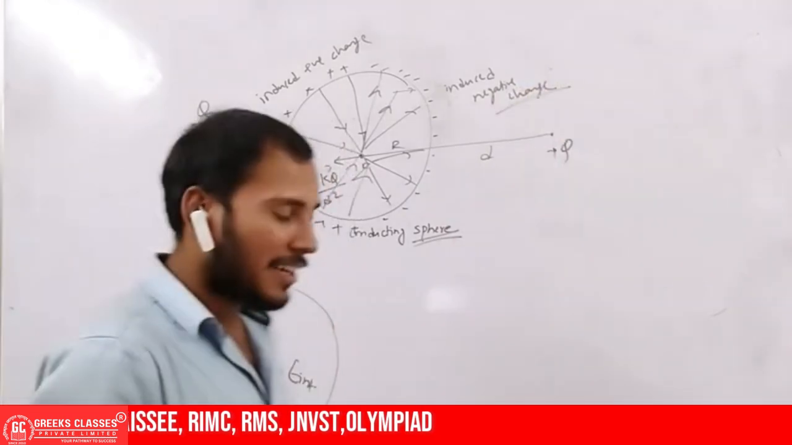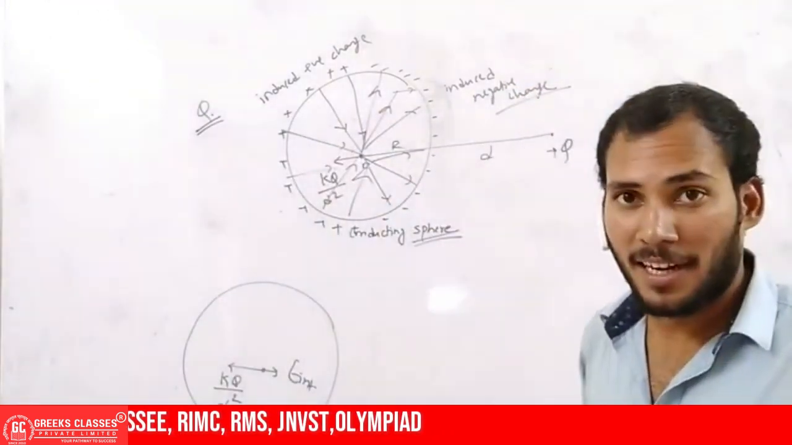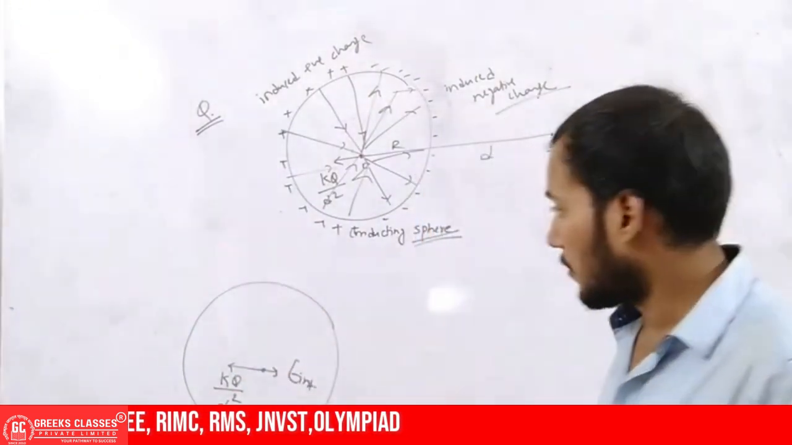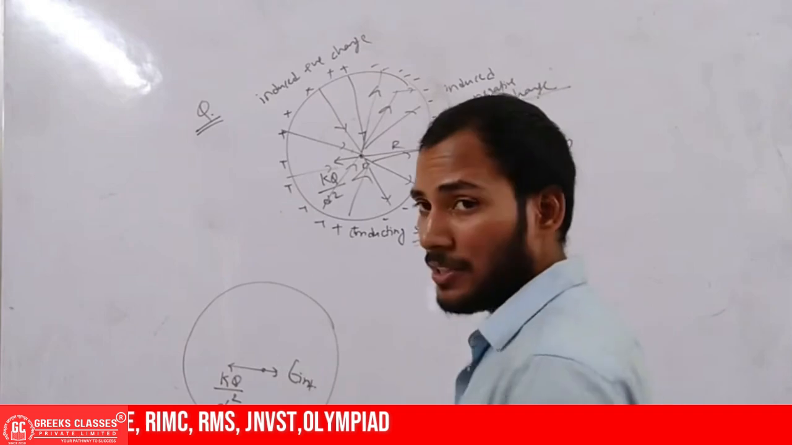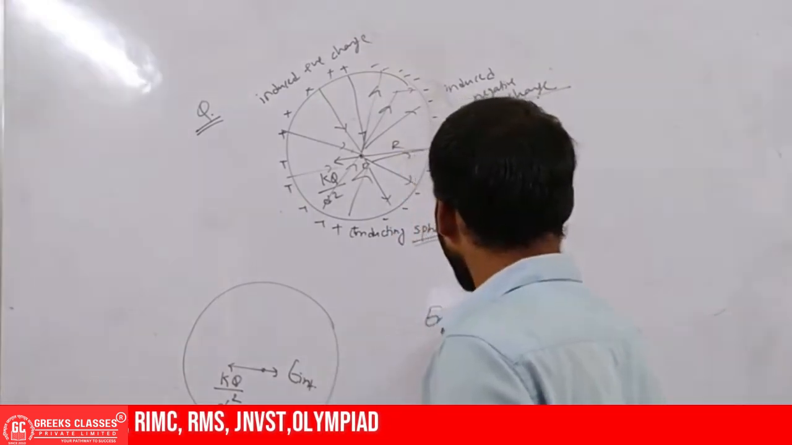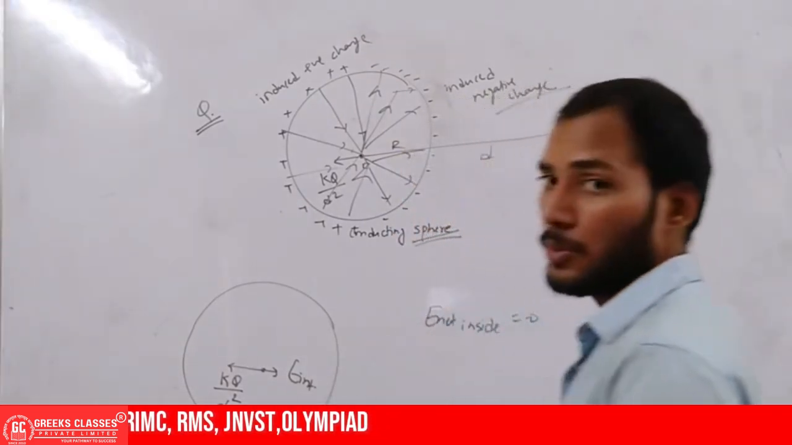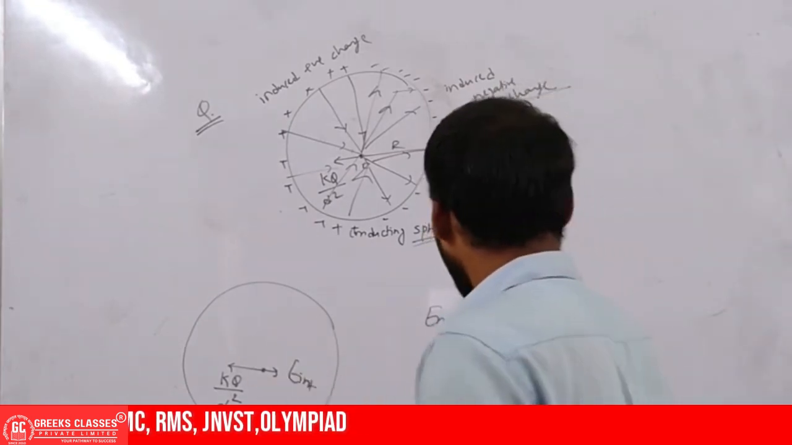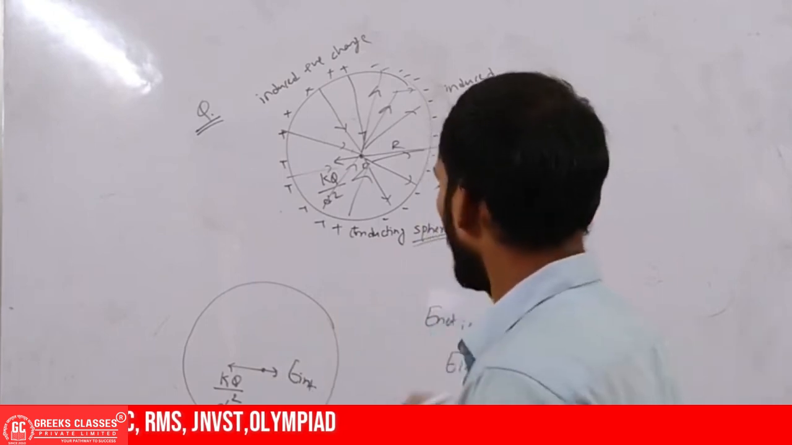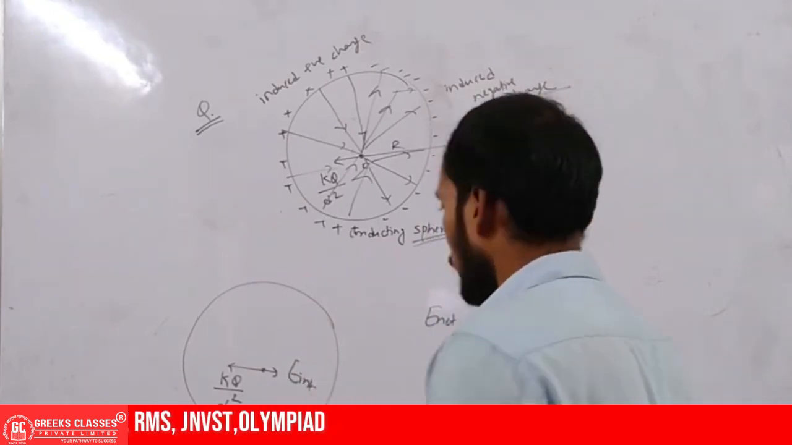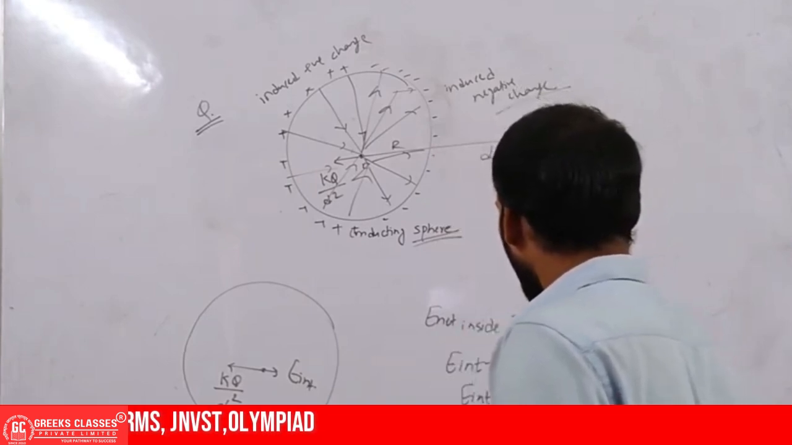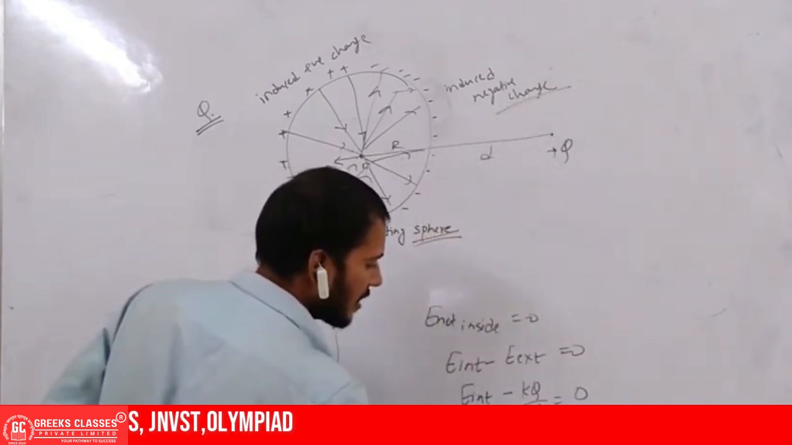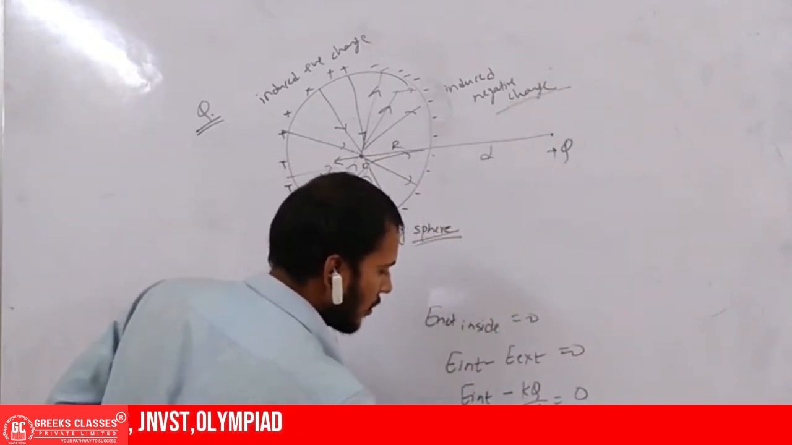As we discussed earlier, there cannot exist any electric field inside the conductor, and this is the complete solid conducting body. So what is the situation? E net inside should be equal to 0 for a conducting body. That means E internal minus E external should be equal to 0. E internal is E int that we assume, and E external is nothing but kq by d square. That means the value of E internal is nothing but kq by d square.